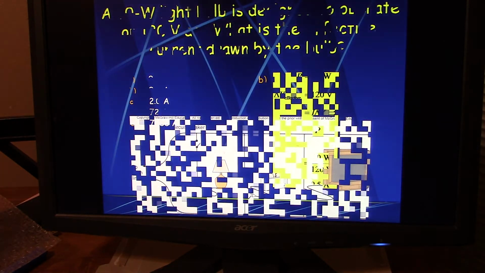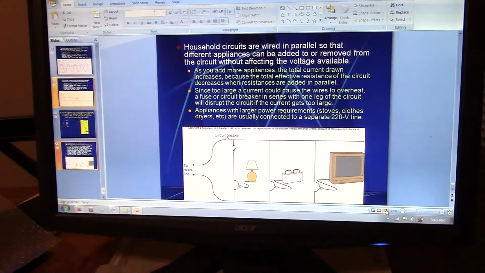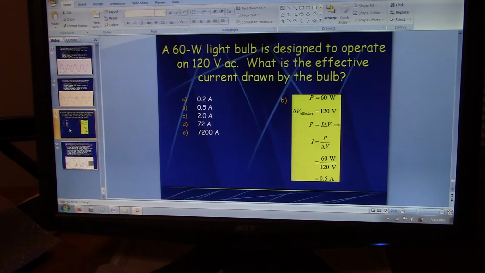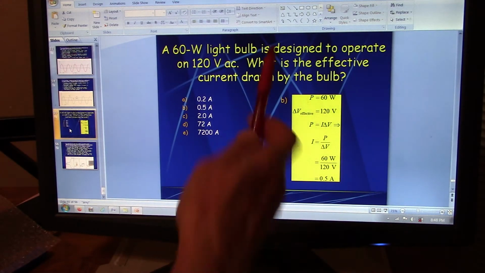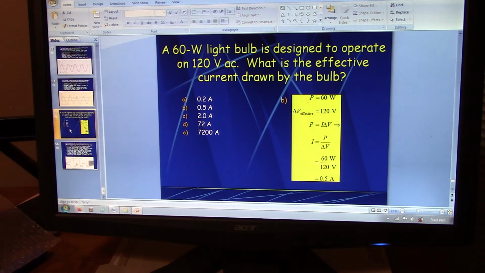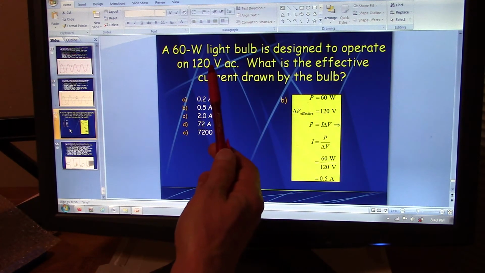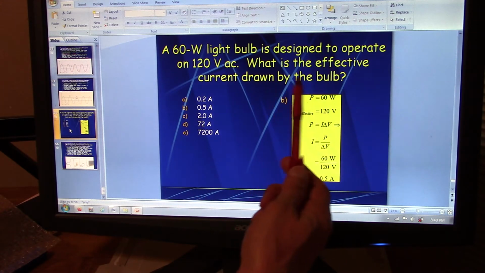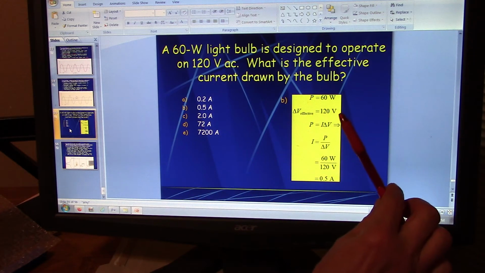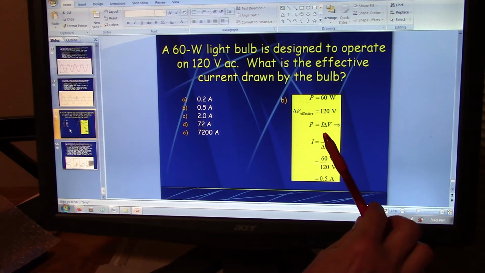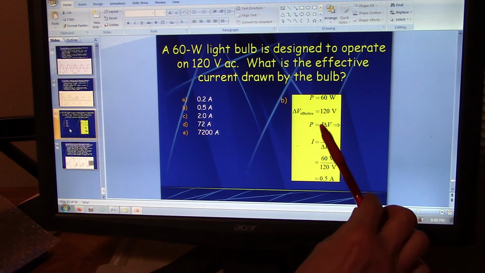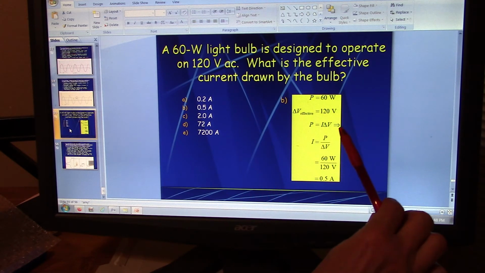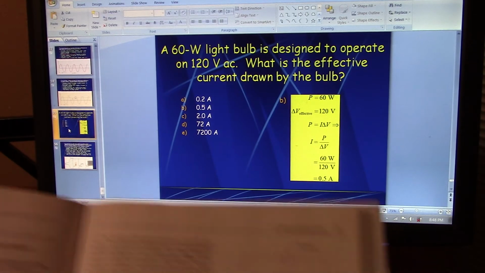And then here's just a little problem. Let me go back to that one. This is actually a good one to look at. A 60 watt light bulb, a normal 60 watt light bulb, is designed to operate on 120 volts AC. So this is an American light bulb. What is the current? Well, here you go. Power is equal to your current times your voltage. Here they use a delta V, but don't worry about that. That's what I told you.